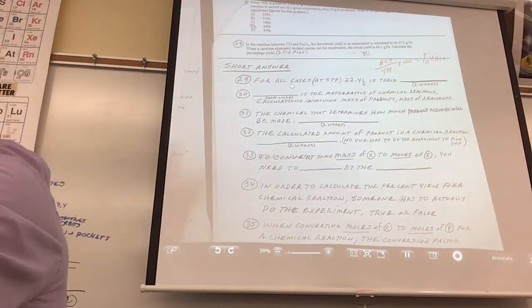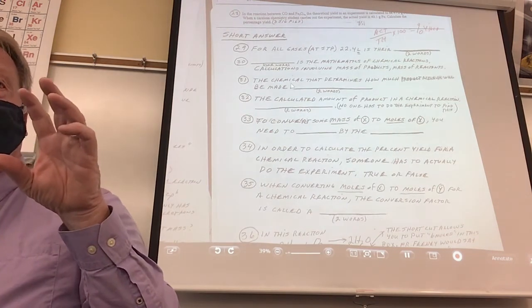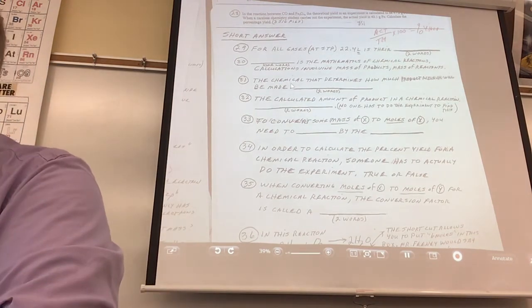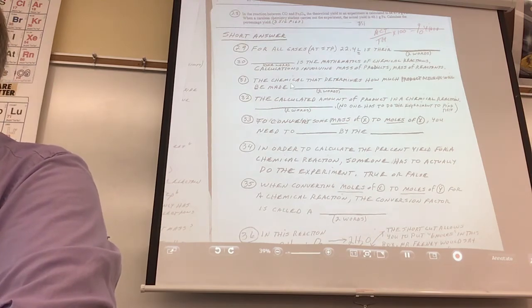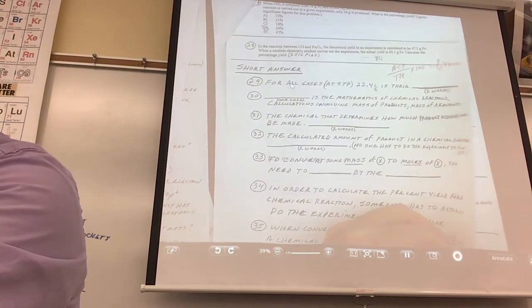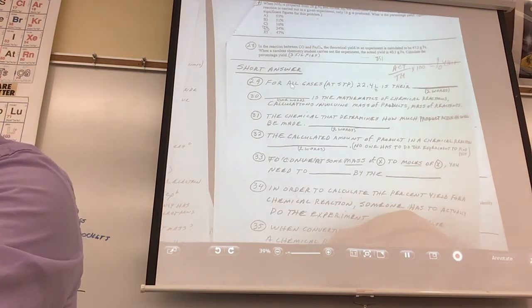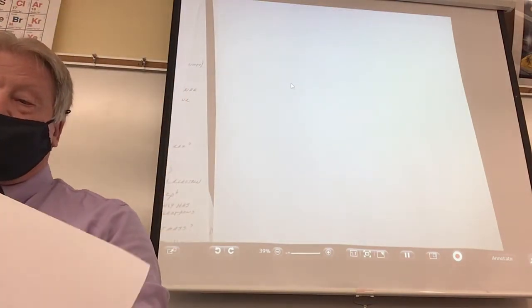Next, when converting moles of X to moles of Y, that's like going sideways in the mole world, right? The conversion factor is called, what's that called? Mole ratio. That's right. Okay. I guess we're okay on that. Again, I know you did well in this chapter, but I don't want to gloss over it and say we don't have to study it. All right. You okay with that?